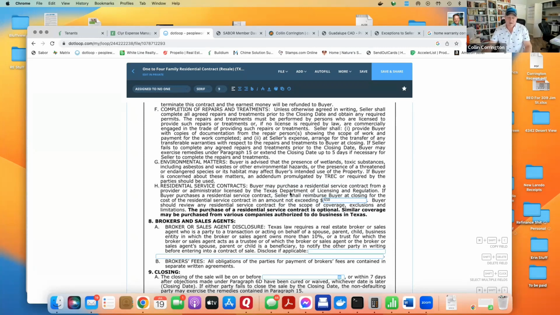If I'm representing the seller, if I'm representing the buyer, sorry. If I'm the seller, I'm not going to put that in there because I don't want to spend $650 and see if I can get away with it. But that's how it works. Does anybody have any questions about this section right here? Because that is a little squirrely.